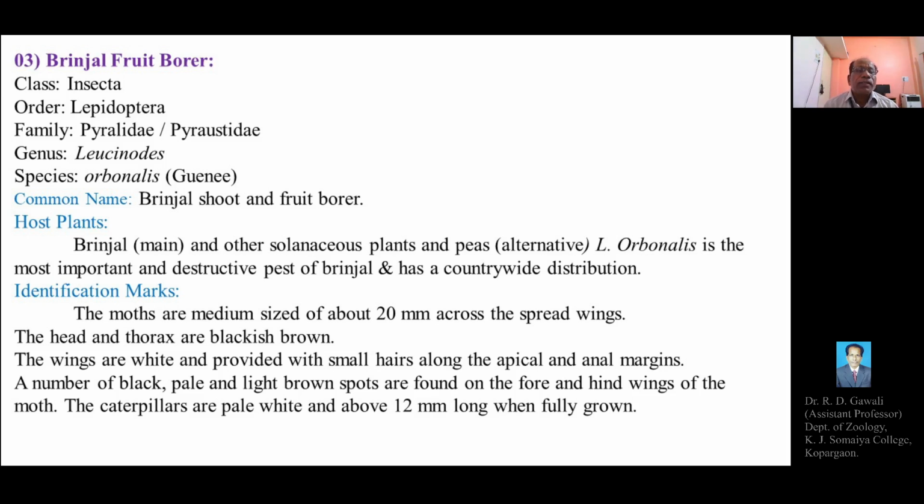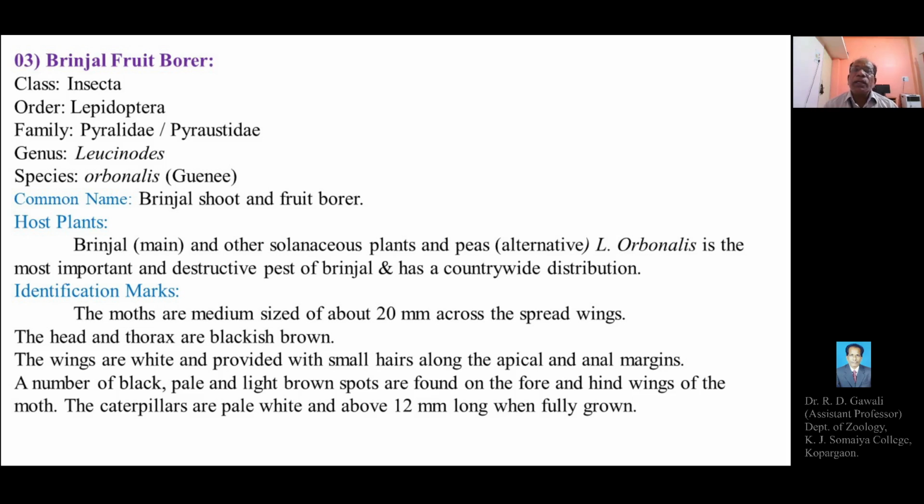The host plants. Brinjal is the main host plant, and other solanaceous plants such as pea are the alternative host plants. Leucinodes orbonalis is the most important and destructive pest of the brinjal, and it has countrywide distribution.